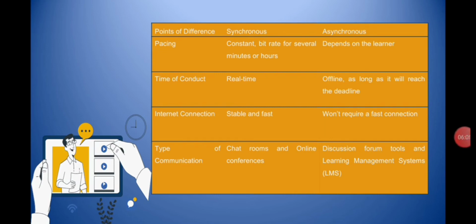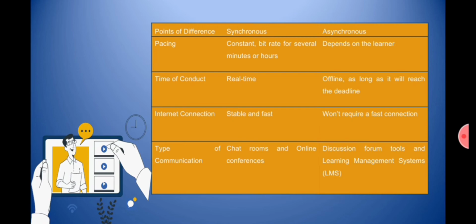I have here a table that shows a differentiation of synchronous online learning and asynchronous online learning. In terms of pacing, synchronous is constant bit rate for several minutes or hours, while in asynchronous, it depends on the learners. In terms naman of time of conduct, sa synchronous is real time of course. Then asynchronous is offline as long as it will reach the deadline.